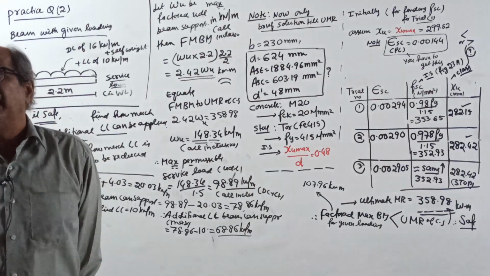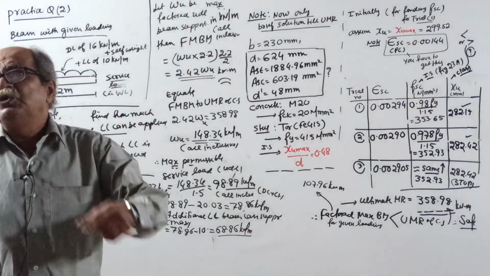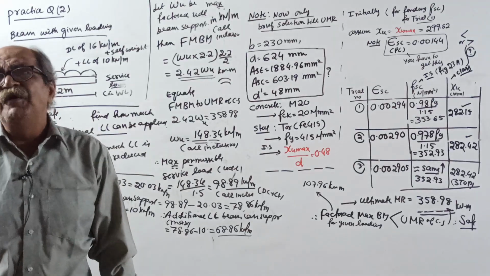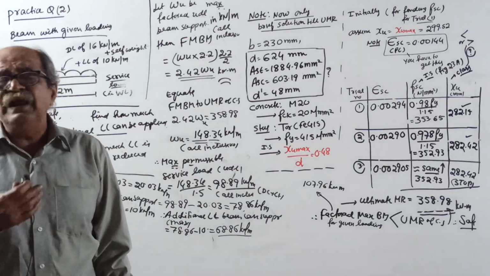There are two cases: neutral axis in the flange or web. If in the web, there are two sub cases. That all I will tell you at that time. Okay. Now, analysis part is over.